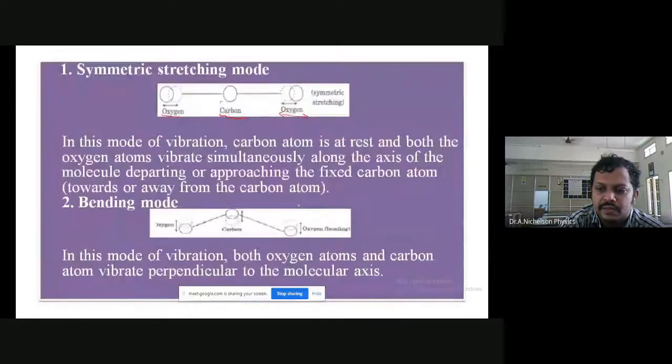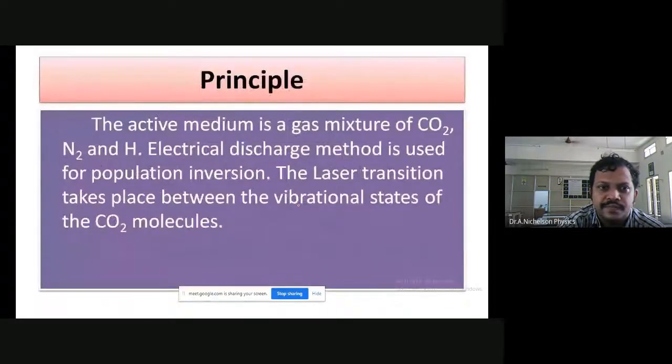Okay, so we can follow the same here, helium. So carbon dioxide, nitrogen and helium. And the pumping method used is the electric discharge method. That is used for the population inversion, and the laser transition takes place between the vibrational states of the carbon dioxide molecules. So these things you have to mention.